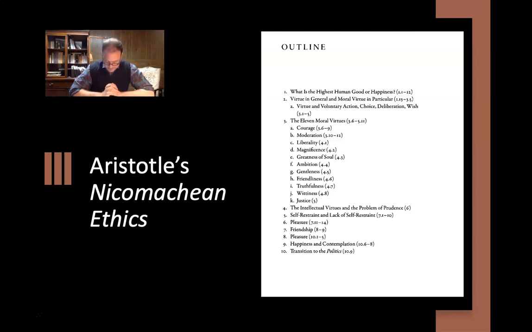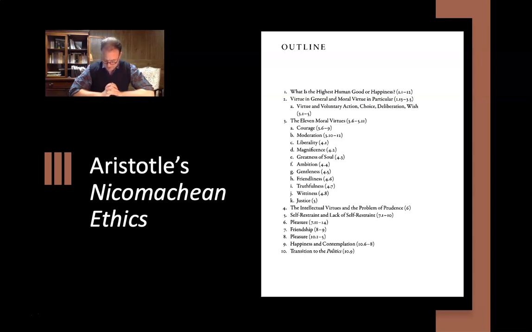Then you see number 4, intellectual virtues and the problem of prudence. So it turns out that there's 2 sets of virtues, moral virtues and intellectual virtues. So if happiness is a virtuous life or living virtuously or activity in accord with virtue and reason, it raises the question, there's 2 types of virtues, moral and intellectual. Are all virtues created equal? Are they the same? Are there virtues that are superior to one another?